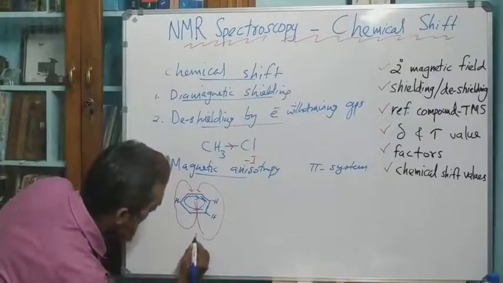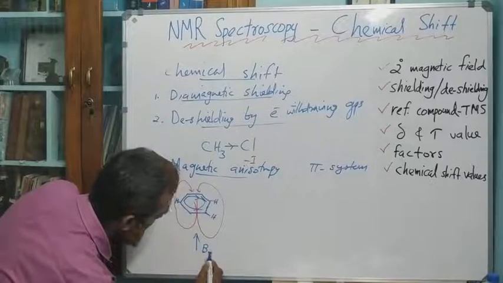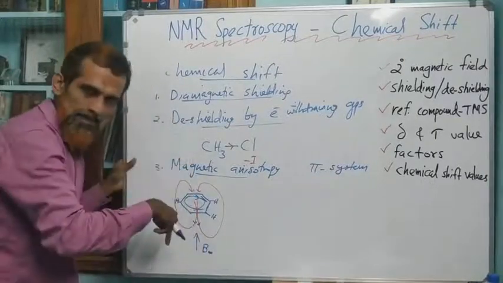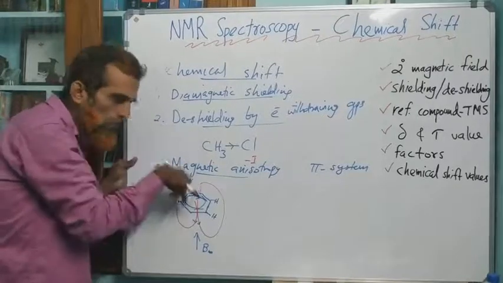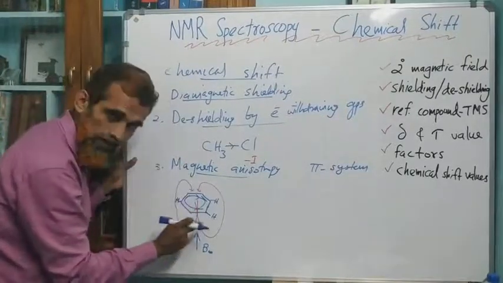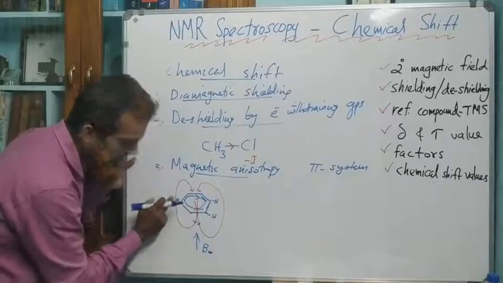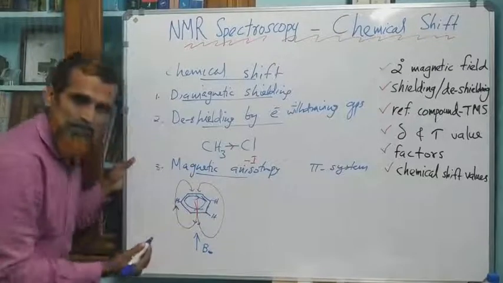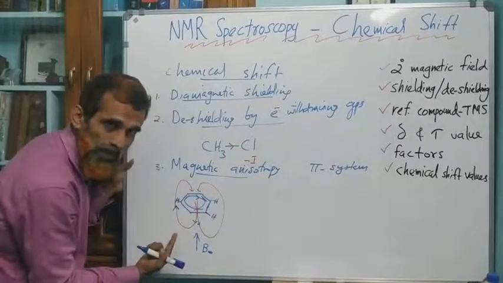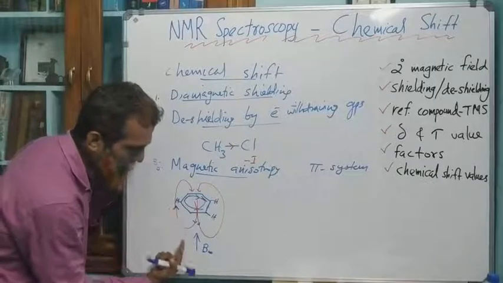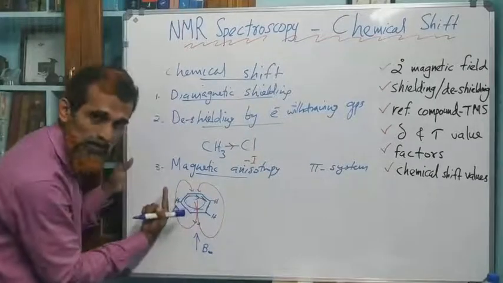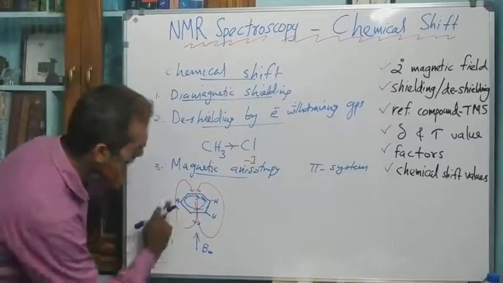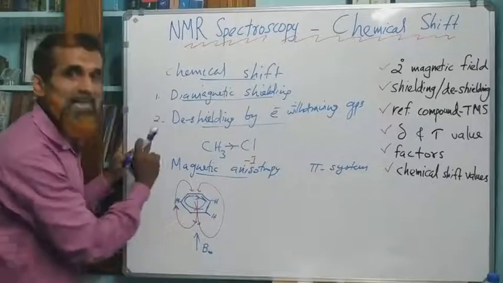If you are applying the applied field here, and this is the direction of the secondary field, correct? So it is in a shielding mode around here, but when it comes to this ring hydrogen, see that this secondary magnetic field produces these now in the same direction as the applied field. So when the direction changes, its nature is changing. Here it is deshielding.